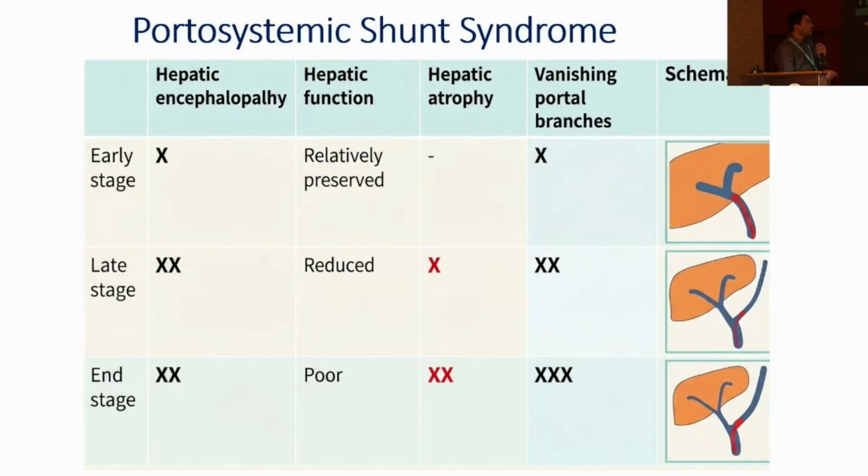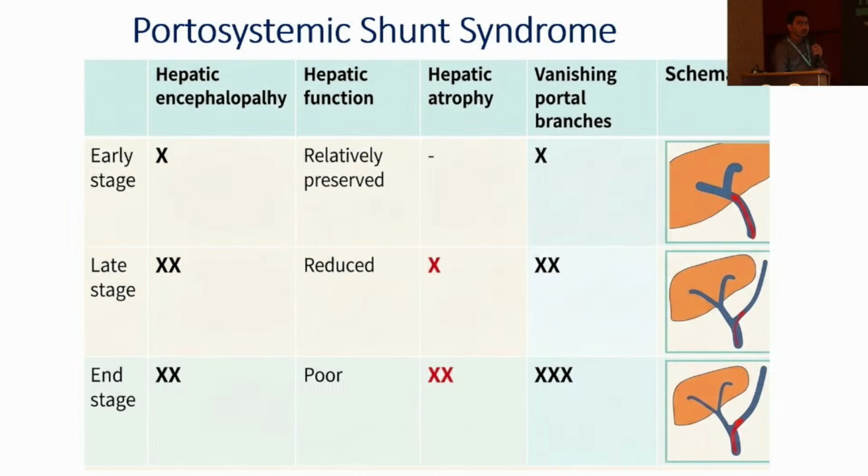vein, eventually the initial stage, the hepatic function will be preserved. Here there is a hepatopetal flow, the liver function is preserved. As more and more blood is shunted away from the portal vein, the hepatic atrophy ensues. Due to further increase in the shunt, the hepatic atrophy further increases with resultant decrease in hepatic function as well as the portal vein thrombosis.